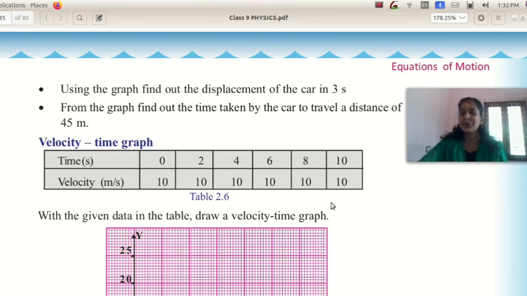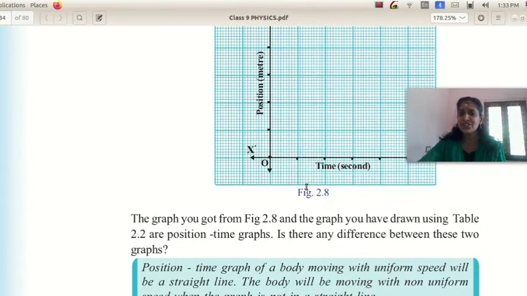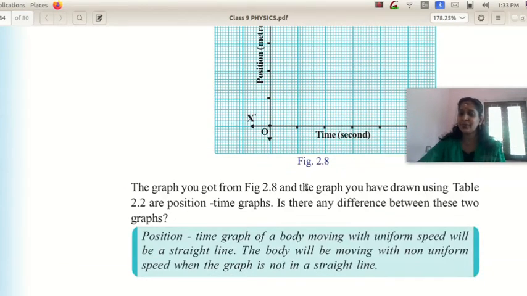Next, up to now we drew the position diagram. From the position diagram we found that the position diagram of a body moving with uniform speed will be a straight line. We studied that in the previous class, isn't it? The body may also be moving with non-uniform speed.